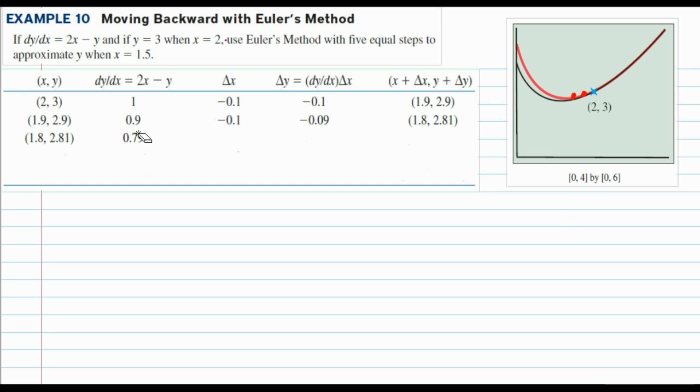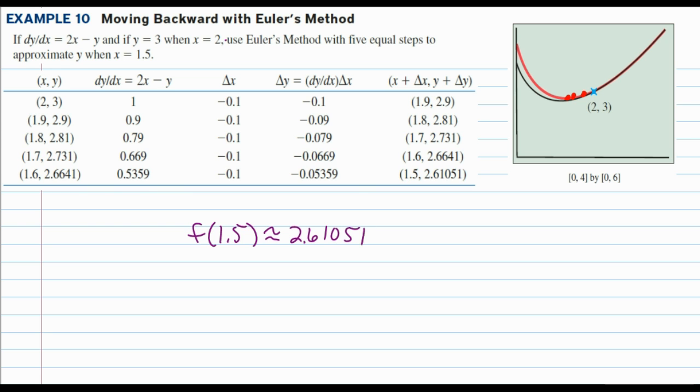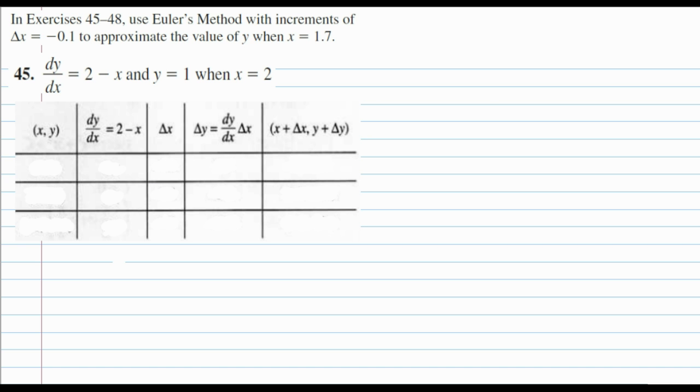So now with that new point, I find my new slope at that spot, and delta x stays the same. I find my new delta y, change my point by subtracting from x and subtracting from y, and I get another estimate. One more time through the process and I'm at the x value 1.6, and yet another time through that process, and I end up with my x value at 1.5. So I can make the statement f of 1.5 is approximately equal to 2.61051.